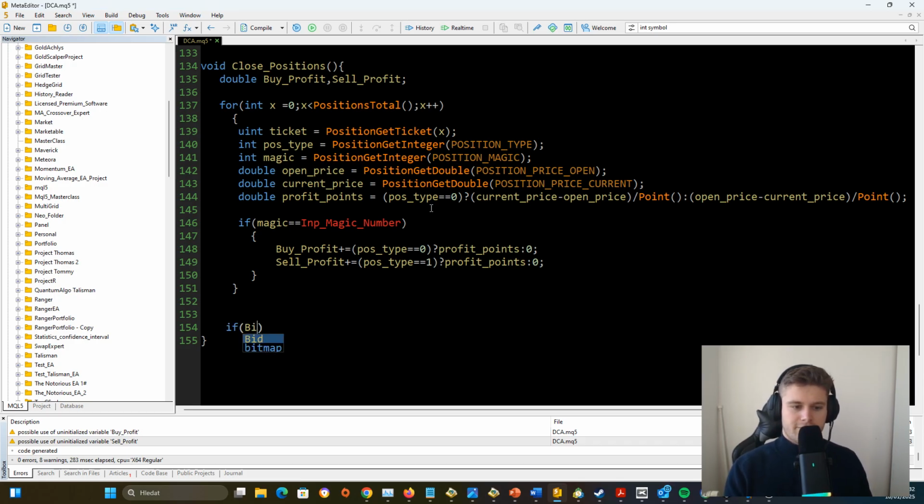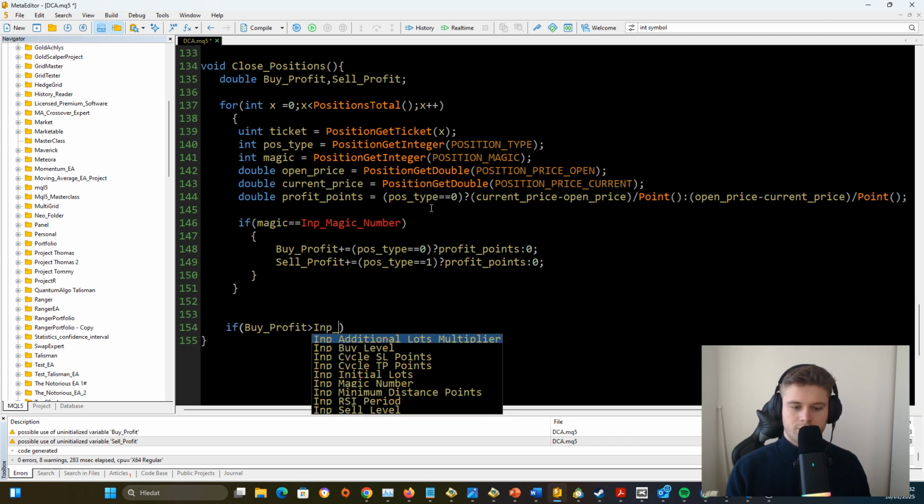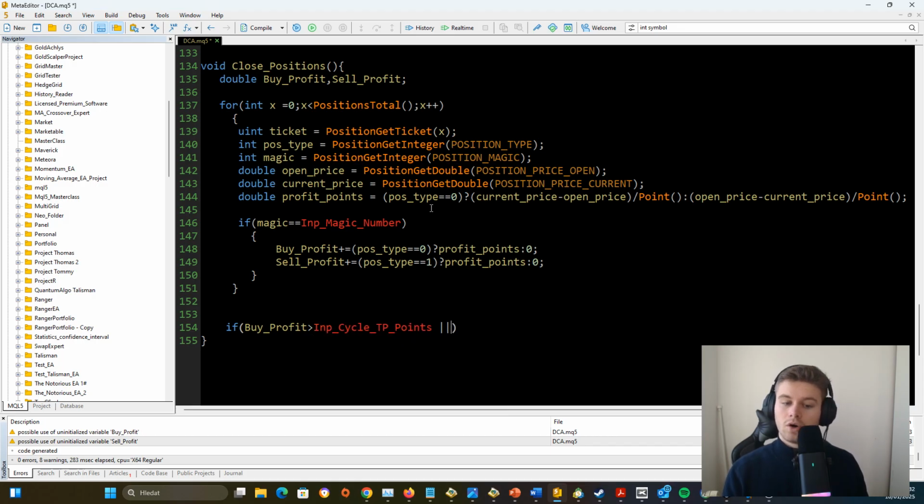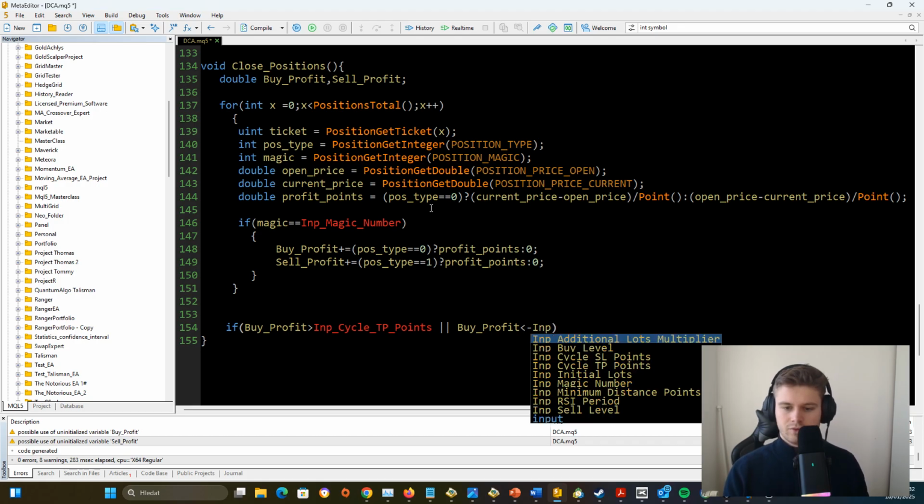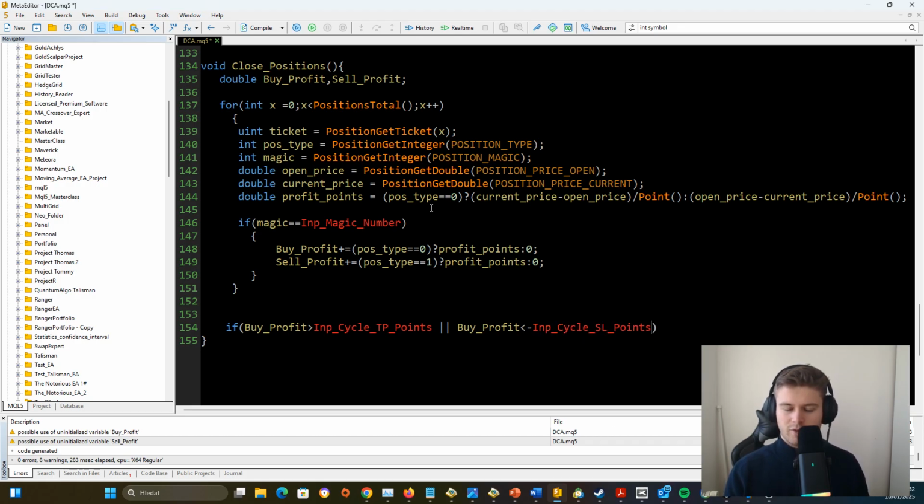Yeah. And now it's very simple. We can say if buy profit is larger than input, and I forgot the input, cycle take profit points, or buy profit is lower than negative input cycle stop loss points, okay, then we want to close all those positions.